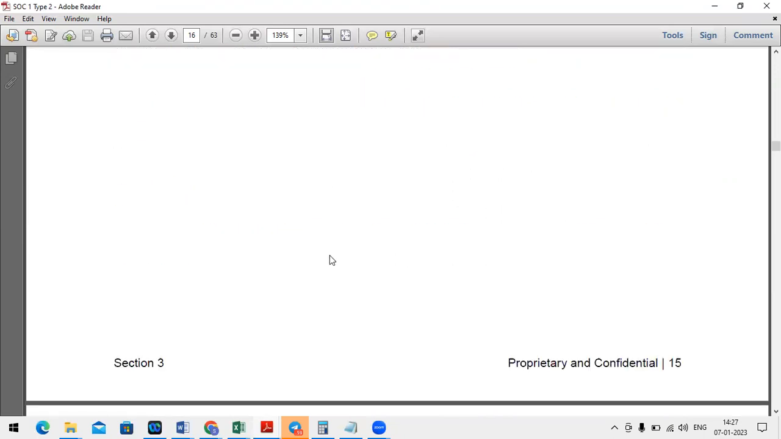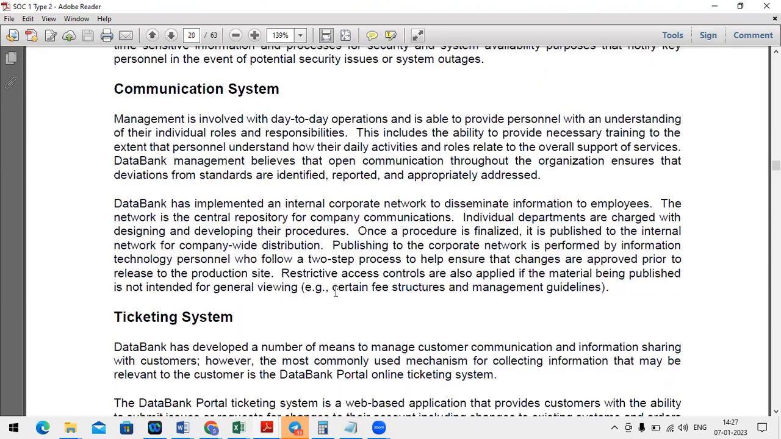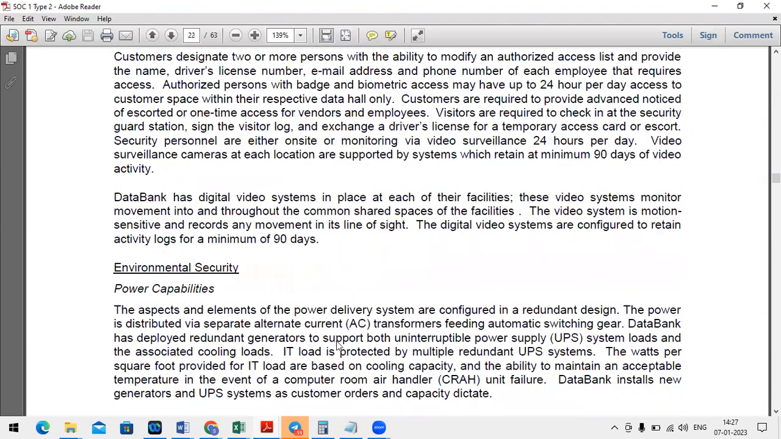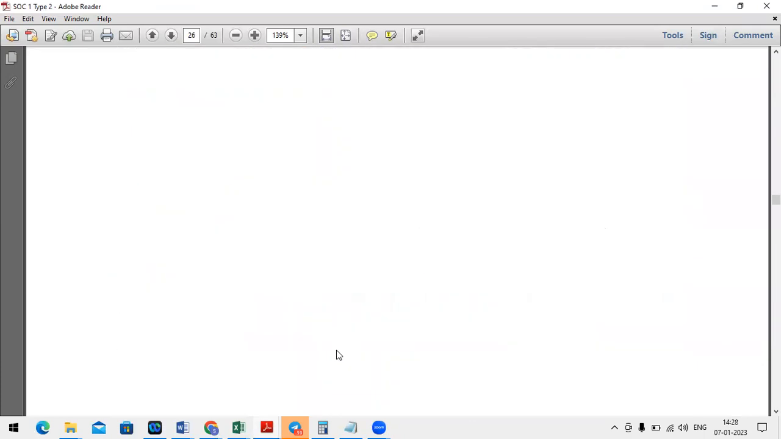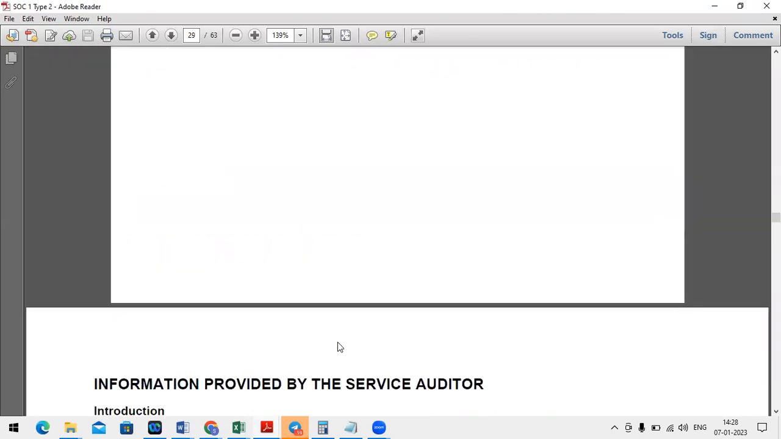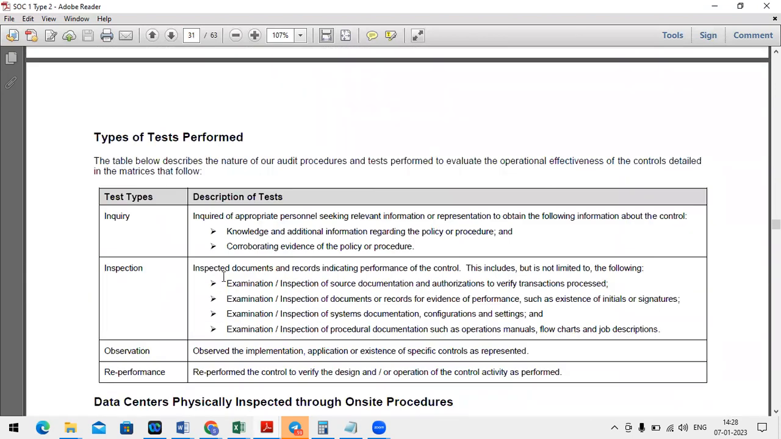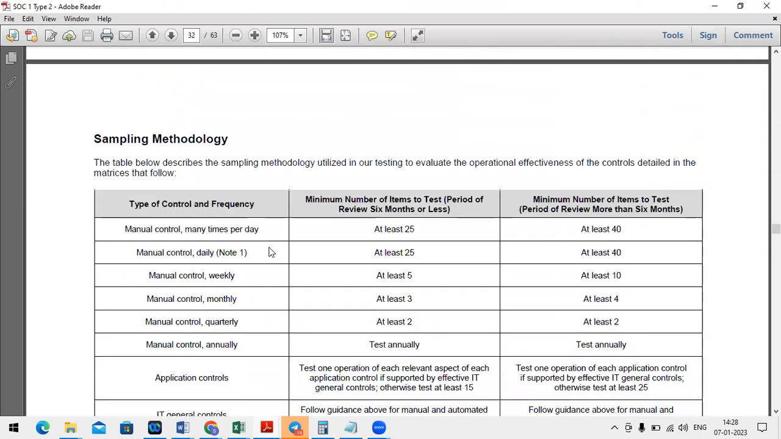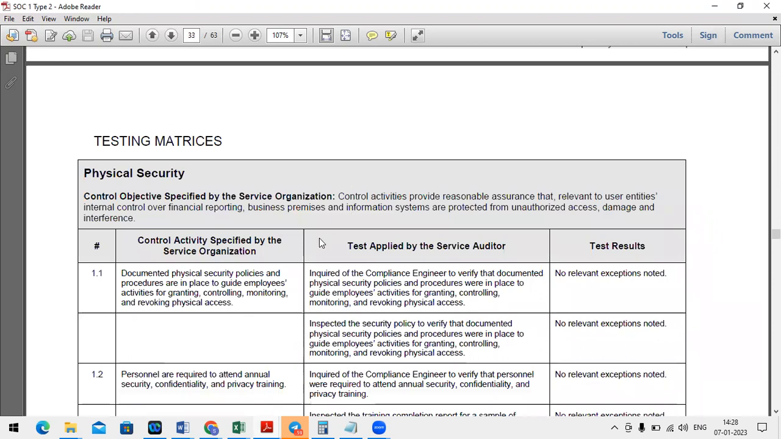Then we have the fourth section, which is the testing of the controls. How the controls are tested, what kind of sampling technique is used, and what the test procedures are. If you can see here, test of operating effectiveness: inquiry, inspection, observation, reperformance. How many samples have been selected? 25 samples are selected. What is their sampling methodology? What are the test procedures? What are the controls? And what are the test results?